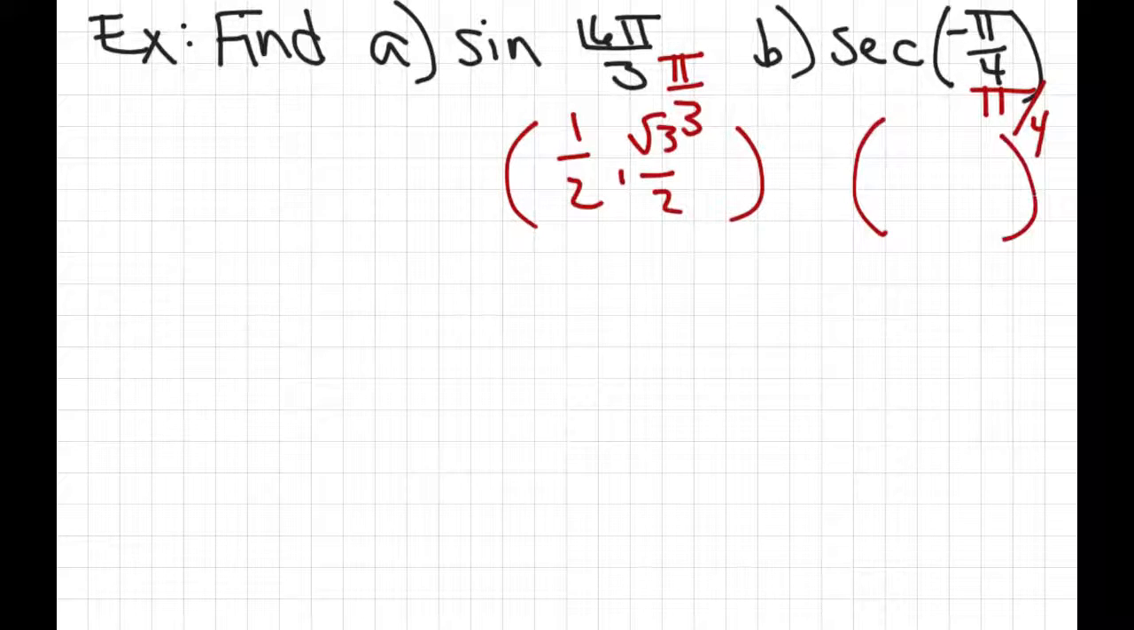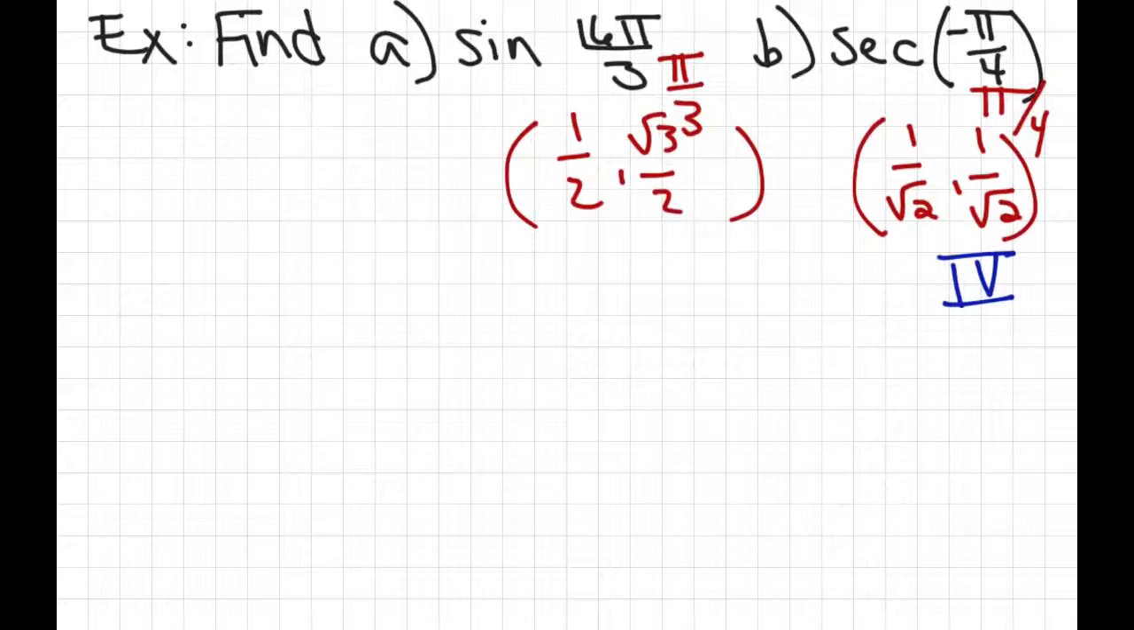And for pi over 4, I know this is where it hits the unit circle, but it's now going to depend on what quadrant we're in. Let's go to B for a second because that's easier. Negative pi over 4 is in the 4th quadrant because you start in standard position and you go clockwise.